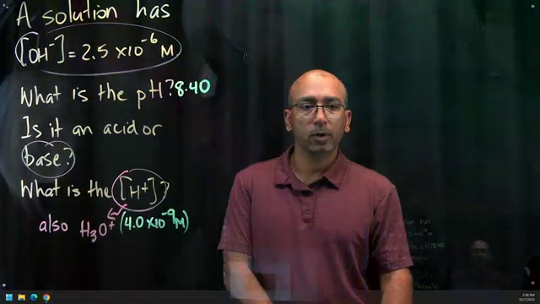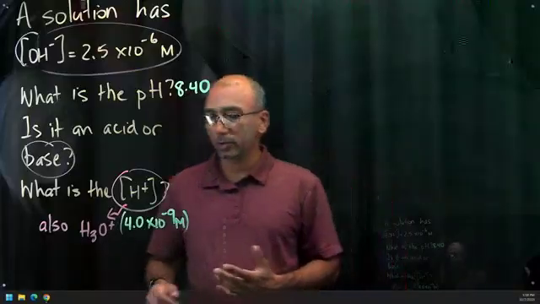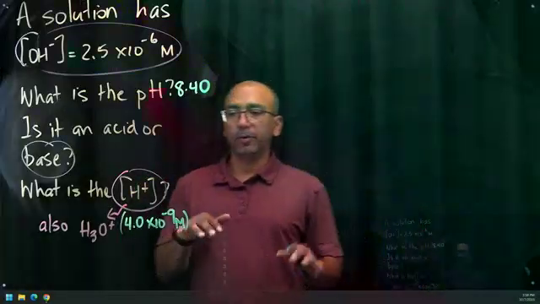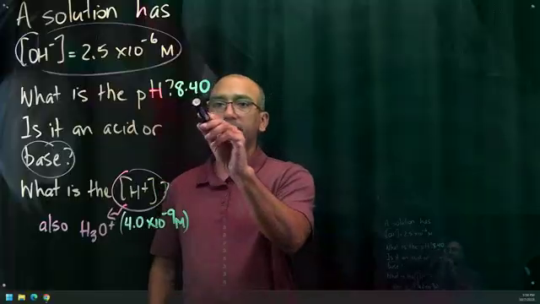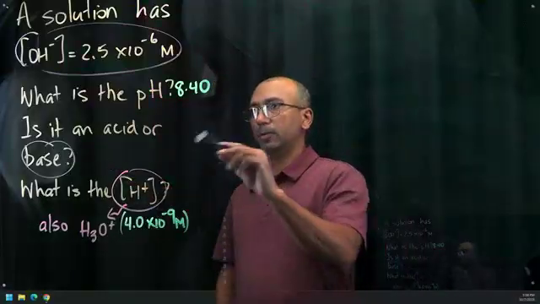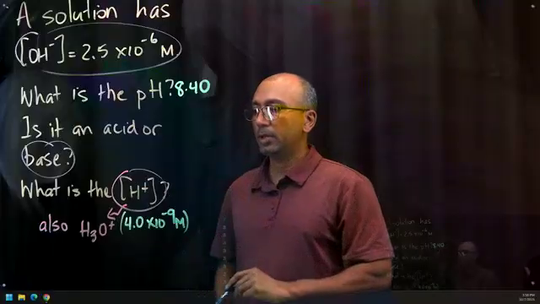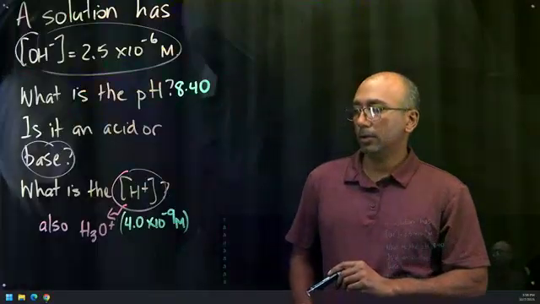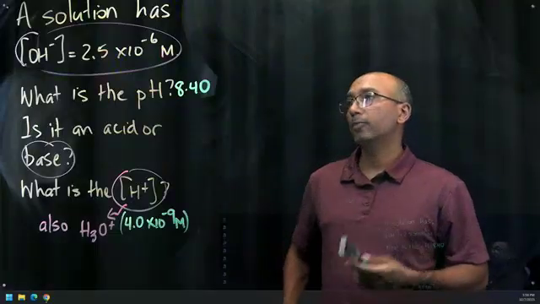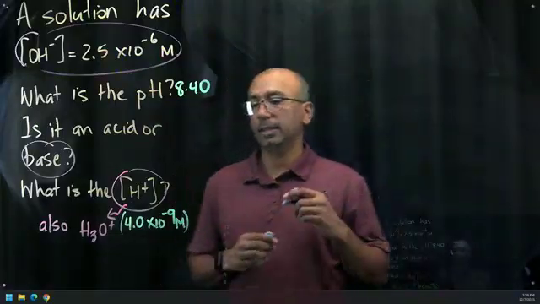Okay, so now we're going to take a look at a slightly different way to approach the same problem. In the previous section, we determined the pH to be 8.4. Based on that, we said that it was a base, and then in order to determine the pH, we calculated the hydrogen ion concentration as 4.0 times 10 to the negative 9. So another approach to this problem is as follows.